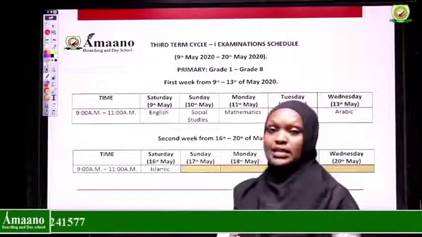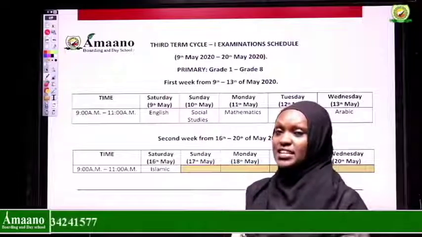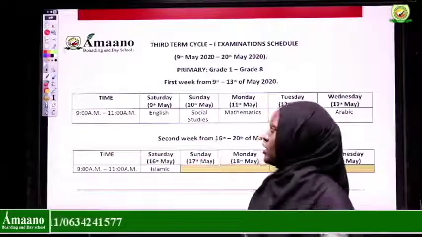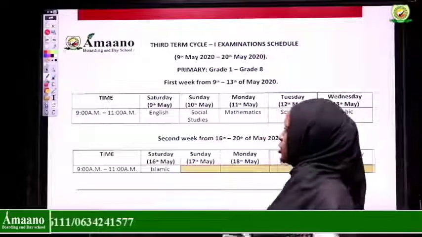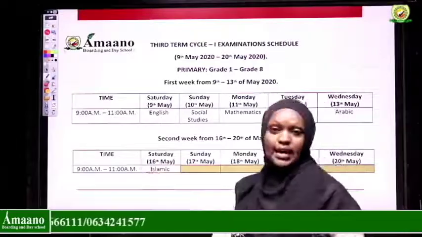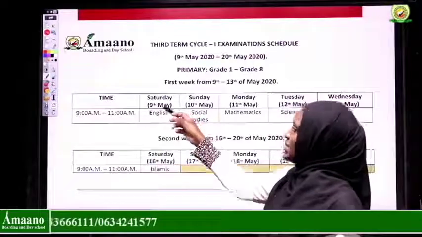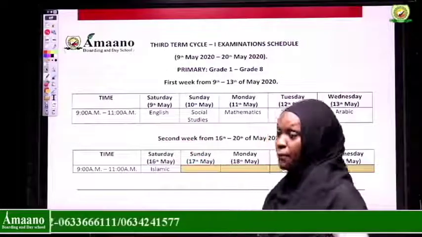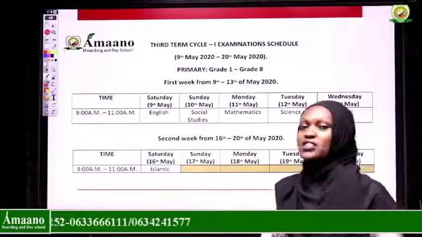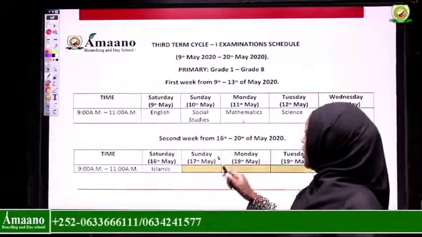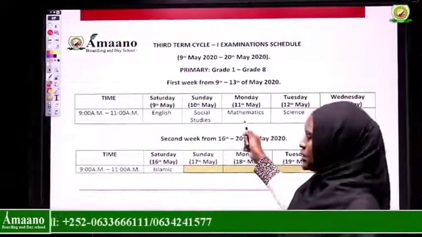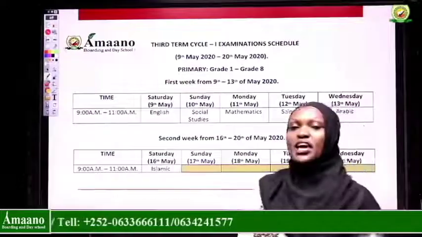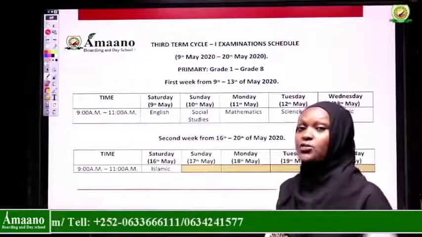And before we start our lesson, remember that we have exam coming next week. So here we have our timetable for our exam, which we are going to start on date 9th of May. So on Saturday, that is next week, Saturday we'll be having English exam. Sunday we'll be having social study exam. Monday we have mathematics. Tuesday we have science. Then on Wednesday we have Arabic. That is for next week.